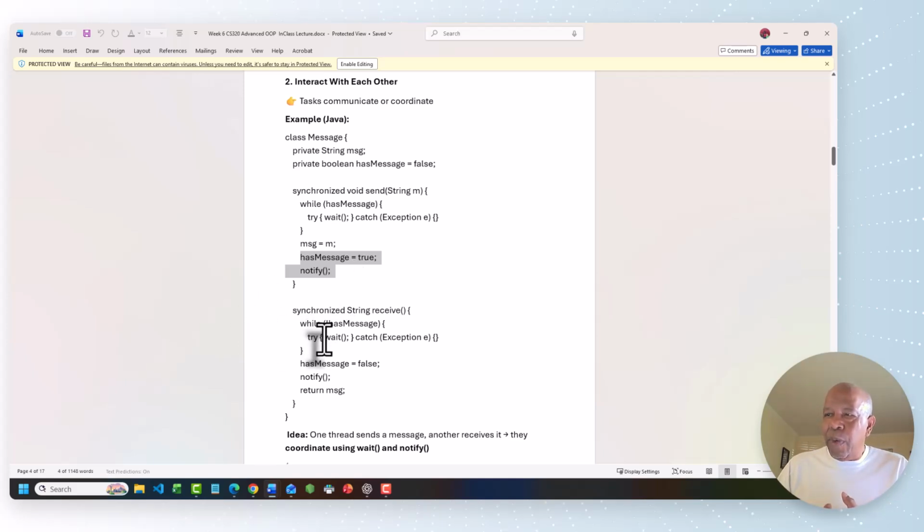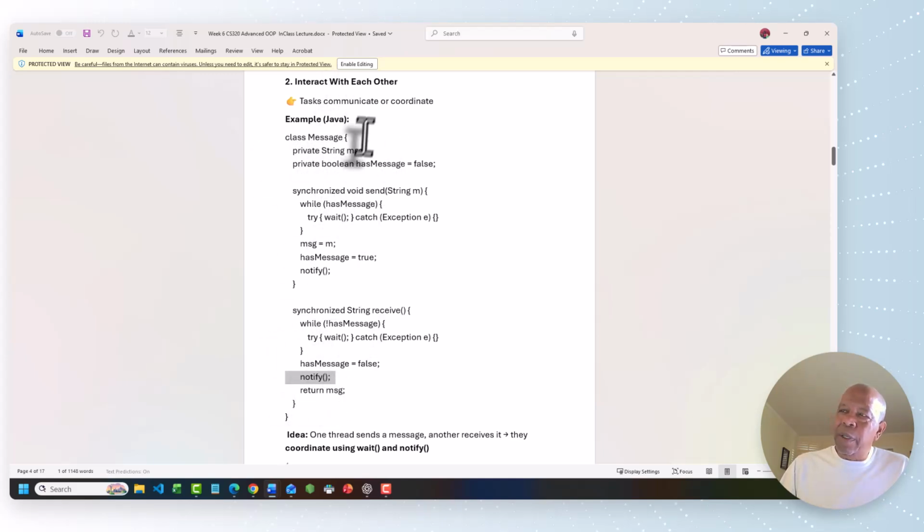The receiver is waiting for the message to get there. So we're waiting here. Once we get the message, we'll set it to say we're now in a state where we need a new message, and I'm notifying you of that. So that's what we're basing this on.